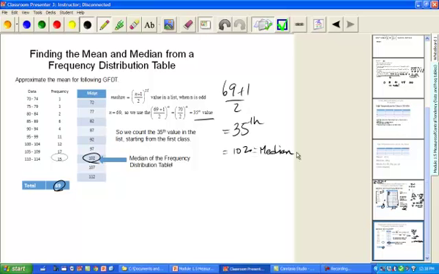Does that help? Remember, it's an odd number of values. Now, even if it was an even number of values, we would have 102 anyway, because remember, there's a whole bunch of, there's 12 102s. There's 102, 102, 102, 12 times. So we would average those and get 102 anyway. I hope that makes sense.